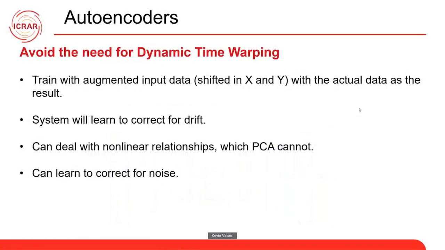What we can do with this, we can train with augmented data where we shift things in the X and Y axis, or the retention factor and the AU, and then train it with actual results. So we're able to then correct for noise in the system. We're able also to correct for drift, so you don't need to use dynamic time warping. We can also deal with nonlinear relationships, which is something PCA cannot do.